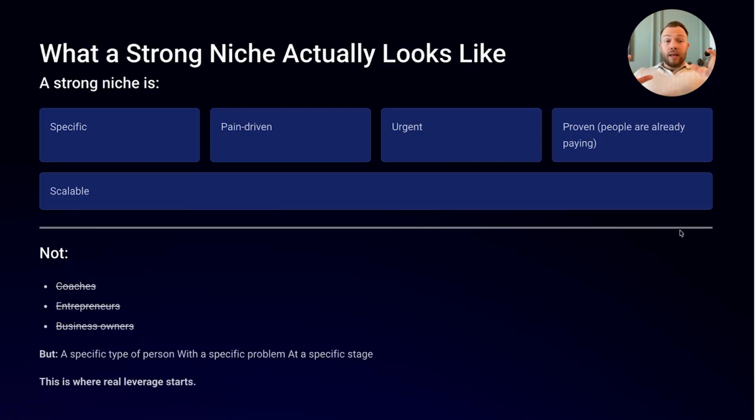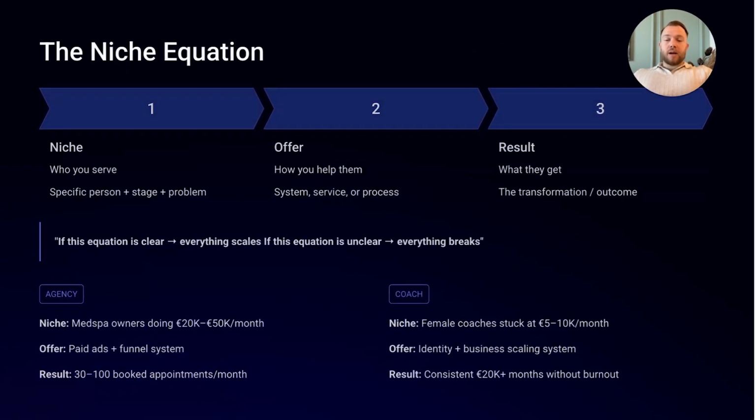And this is where the real leverage starts. So a specific type of person, a specific problem, and a specific stage. If you know that, we have a niche. Congratulations. And that's what we're going to do, right? So there's something I call the niche equation. And the niche equation has three things. So it pretty much goes niche times offer gets the result.